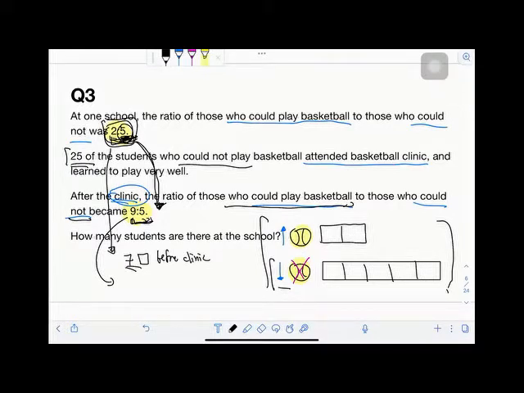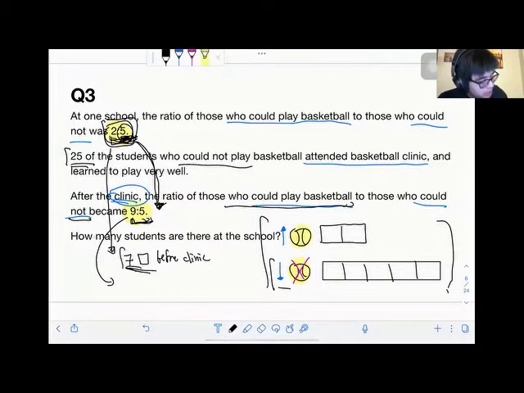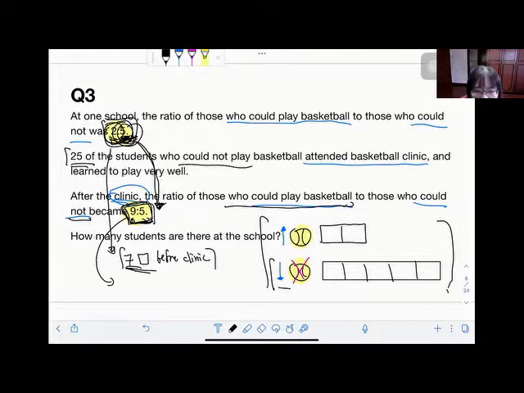So sabi po natin, before the clinic, yung total number of students is 7 boxes kasi 2 plus 5, magiging 7. Tapos, pagkatapos po ng clinic, ma'am, ilan pong box silang lahat? Kung titingnan po natin yung 9:5. Ma'am Marilu, kung meron kayong 9, saka meron kayong 5, ilan na yung boxes lahat?